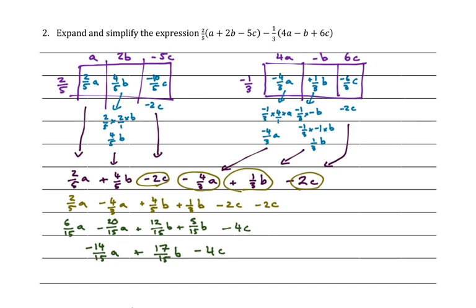So that's that question. You don't necessarily need to draw the rectangles if you don't want to. You could use the arrow notation to do 2/5 times the a, 2/5 times the 2b, and 2/5 times the negative 5c to start the question. But it's really important that you have negative 1/3 times each term in that bracket. So negative 1/3, not including that is a common mistake.